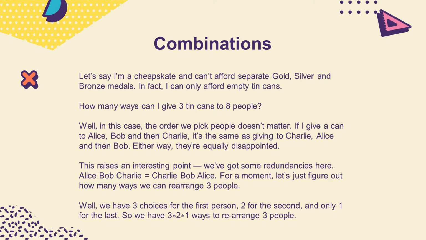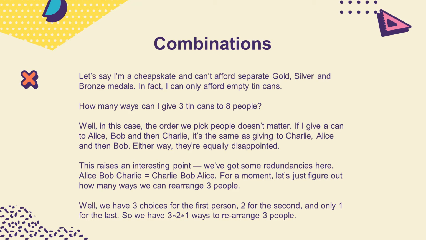All things considered, in this situation, the order in which we pick people doesn't matter. If I give a jar to Alice, Bob, and Charlie, it's the same as giving Charlie, Alice, and then Bob. In any case, they are equally frustrated. This raises an interesting point. We have some redundancies here. Alice Bob Charlie equals Charlie Bob Alice.